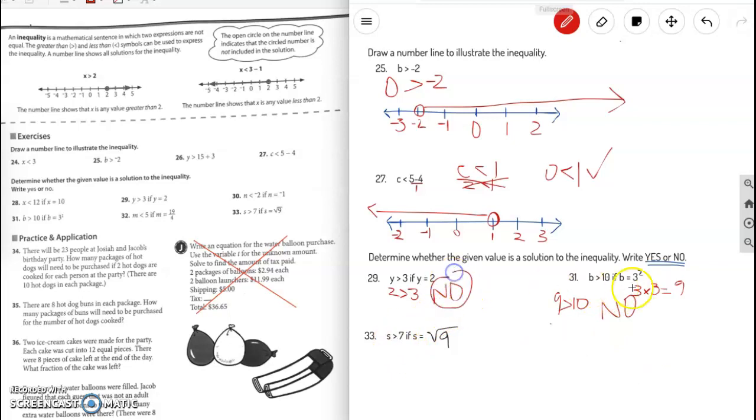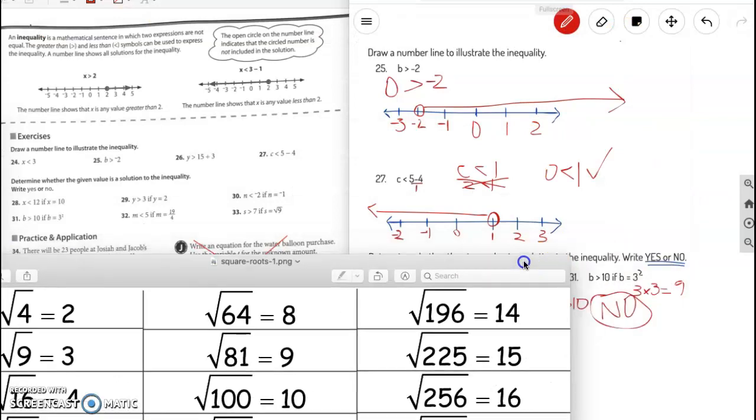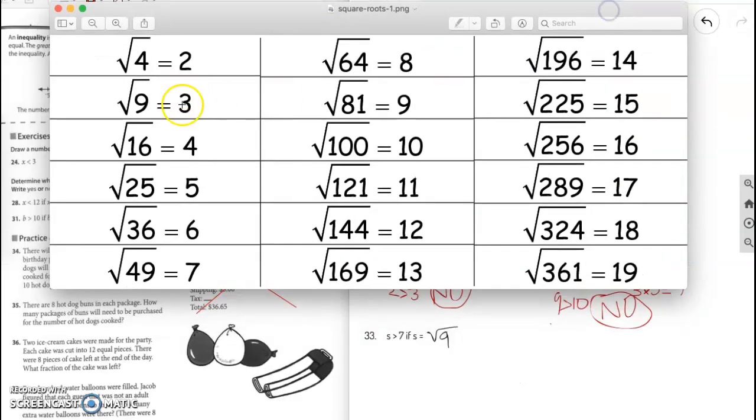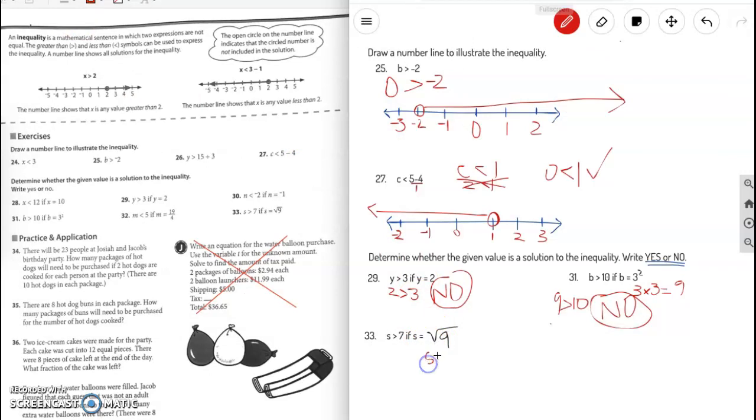Number 33. s is greater than 7 if s is the square root of 9. The square root is the opposite of the exponent. So the square root of 9 is 3 because 3 multiplied by itself is 9. Okay, so s is 3. Now let's go ahead and substitute it. Is 3 greater than 7? Is this true, boys and girls? No, it is not true. Okay, so that's how you do that section.